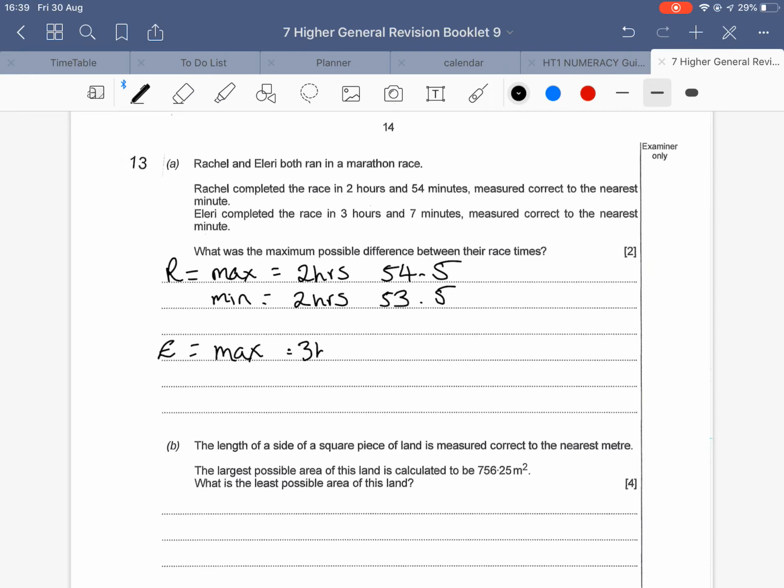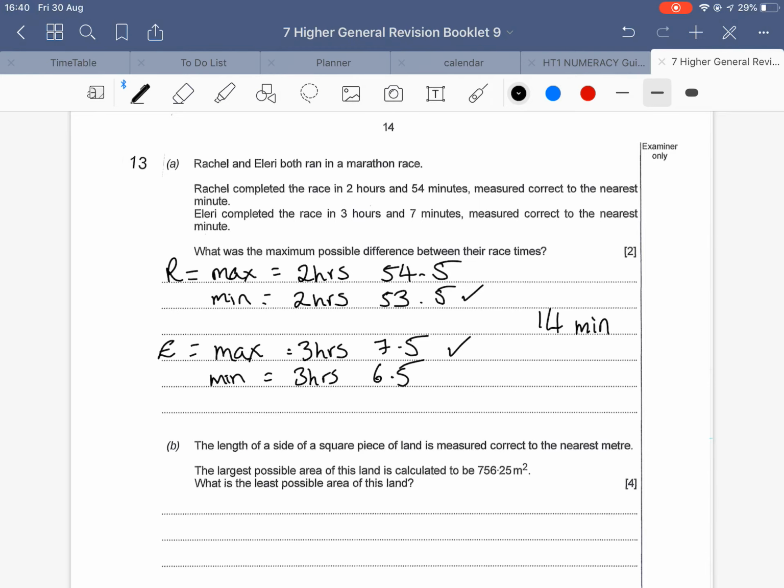So her max is going to be 3 hours 7.5 minutes, and her minimum is 3 hours and 6.5 minutes. So to calculate the maximum possible difference between their race, if she had the lowest time and she had her highest time, that's obviously a difference of 14 minutes. You can play around, but 14 is going to be your biggest answer. You want to do one take away the other one. So 14 is going to be your biggest.